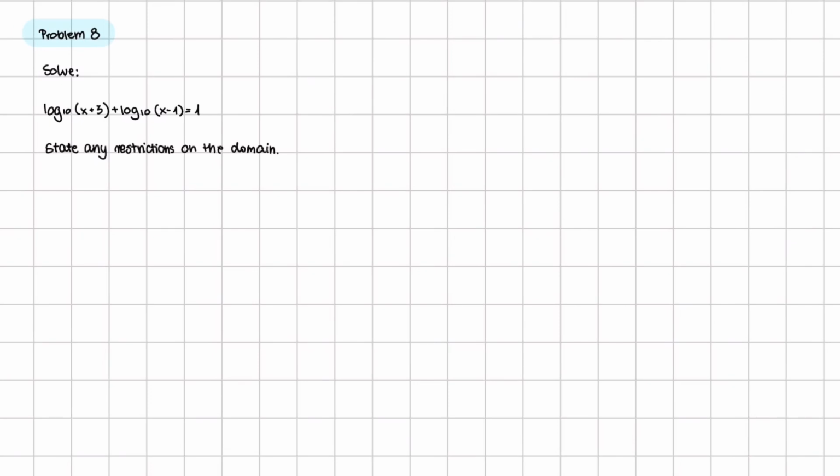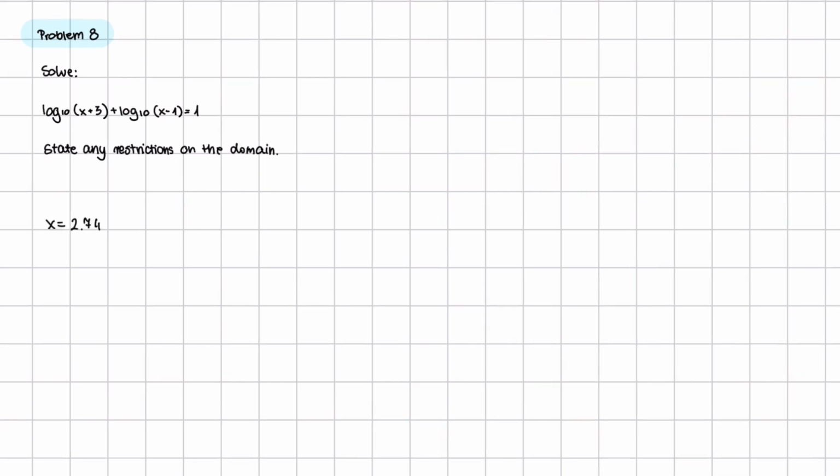In problem 8, we have to solve the equation with logarithms, and we can just use our solver to find x. Our x equals 2.74, and we also need to state any restrictions on the domain, and it is crucial in terms of logarithms because they are always positive numbers.